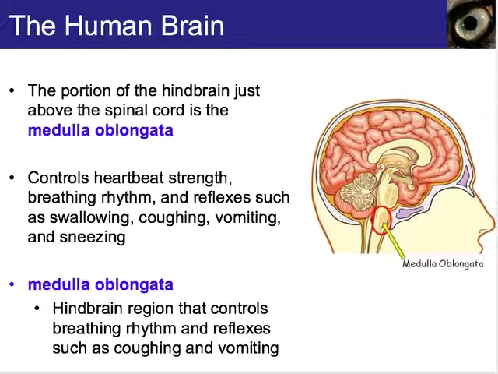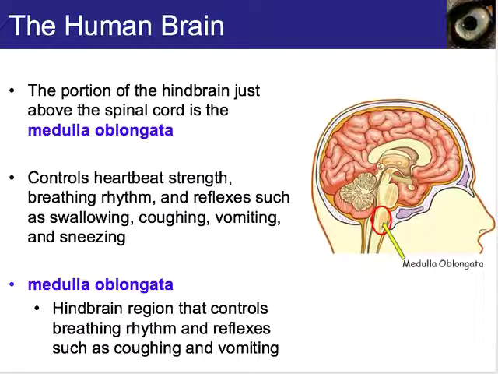Now let's talk about the human brain. The human brain is made up of multiple parts, and we're going to talk about some key parts here. The portion of the hindbrain just above the spinal cord is called the medulla oblongata, and it's shown here in this red circle. This part of your brain is really important because it controls heartbeat strength, breathing, and reflexes such as swallowing, coughing, vomiting, and sneezing. So the medulla oblongata is the hindbrain region that controls breathing, rhythm, and reflexes such as coughing and vomiting.